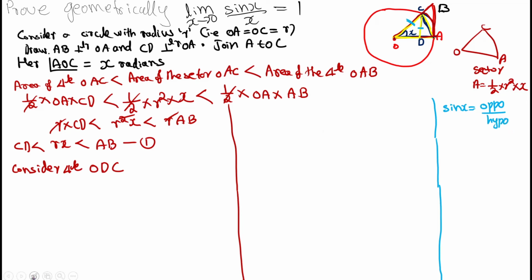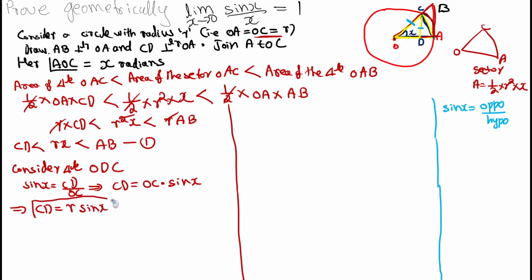Apply that formula. From the triangle ODC, sin x is equal to the opposite side, that is CD, divided by the hypotenuse OC. If you cross multiply, you will get CD is equal to OC into sin x. This implies CD is equal to OC, center to any point on the circle, that is nothing but the radius, so I can substitute it as R into sin x. So we got the CD value. Similarly, I need to calculate the AB value.